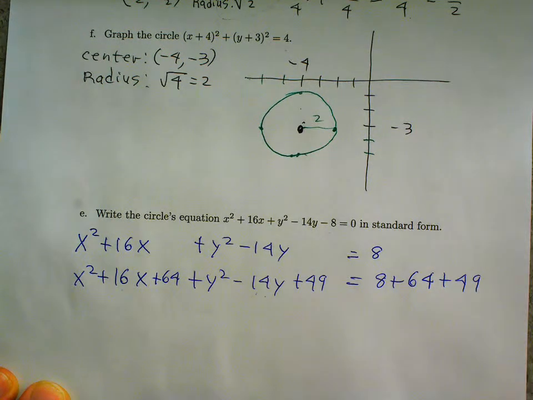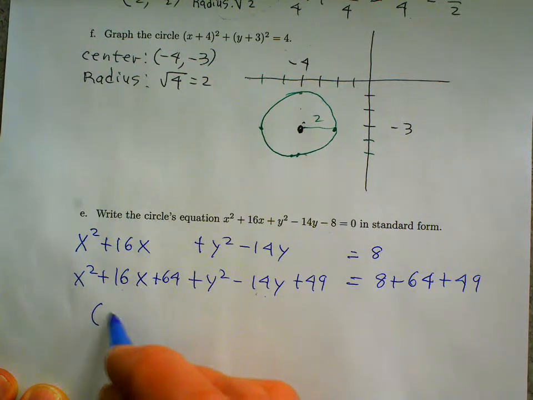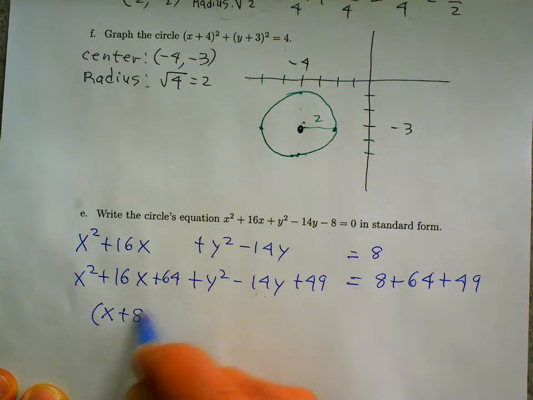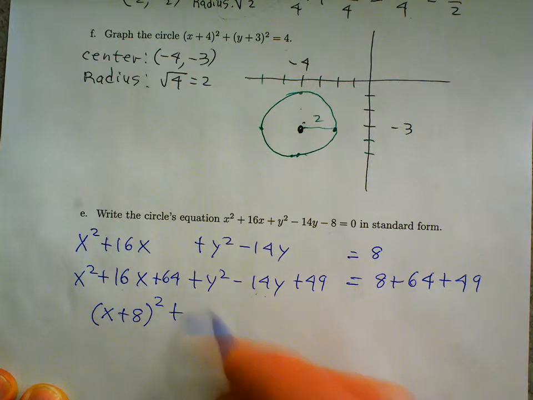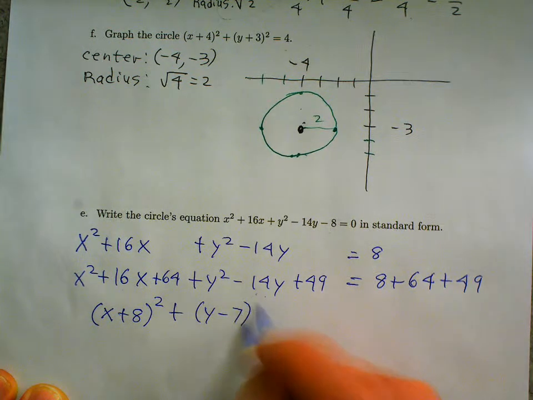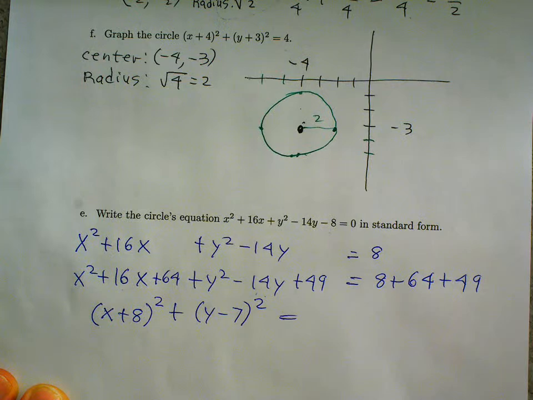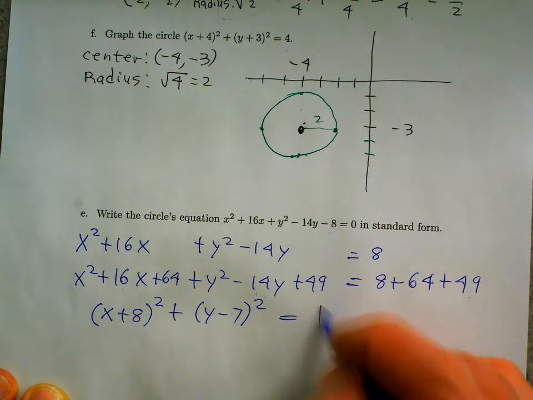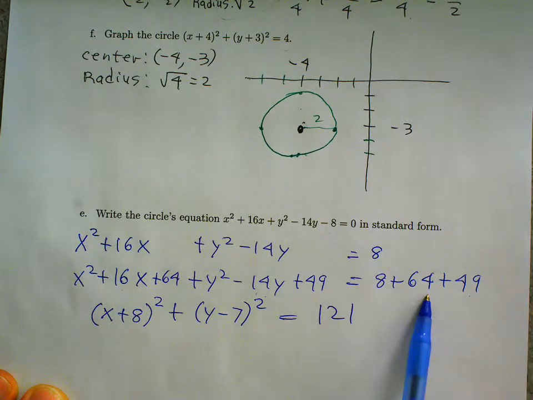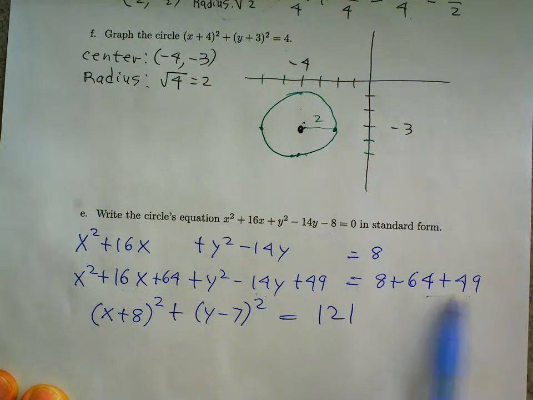So let me write one more step, which is the standard equation. X plus 8 squared plus y minus 7 squared. And then we get 121, I think. 8 plus 64 is 72. Yeah, 121.